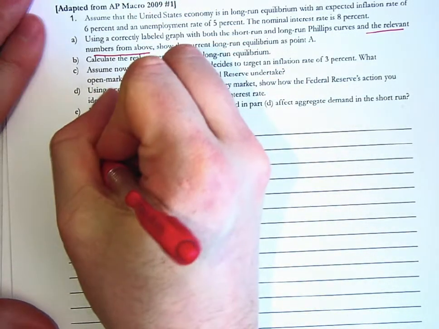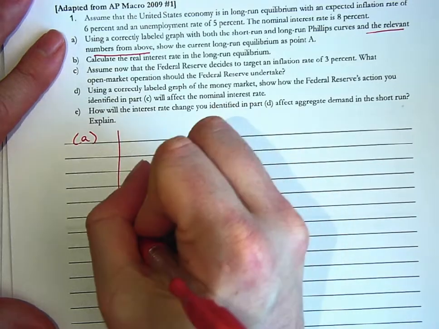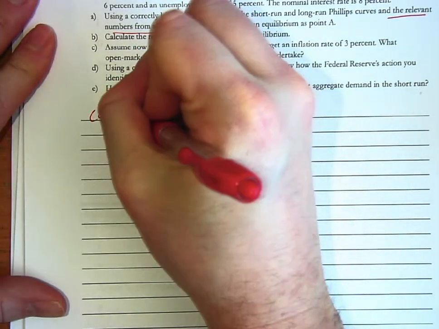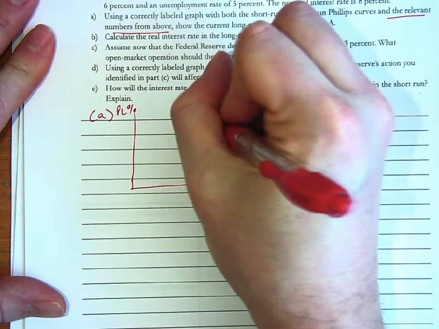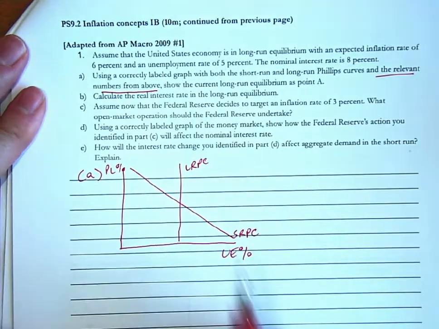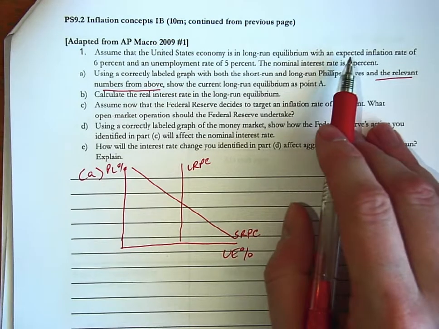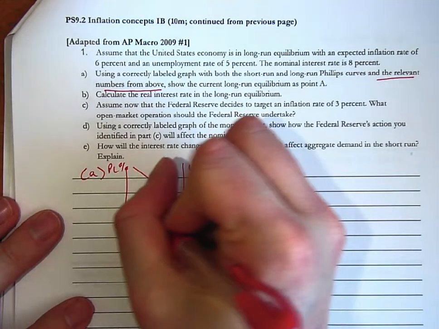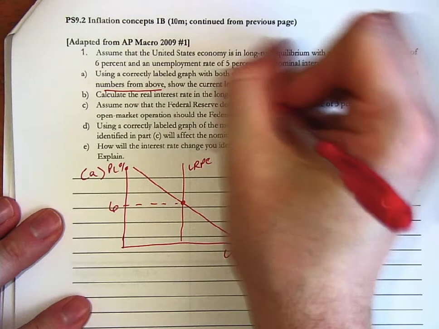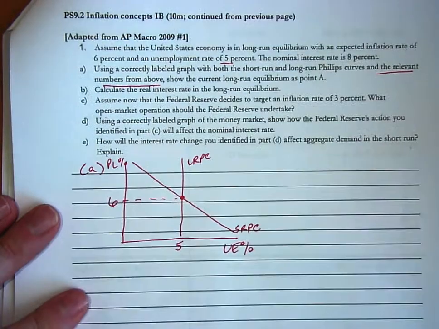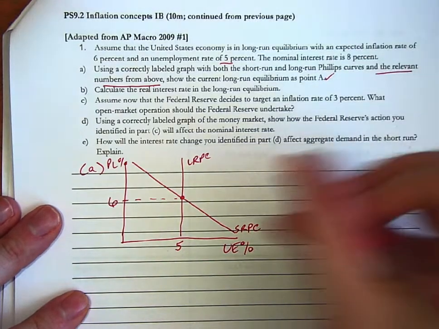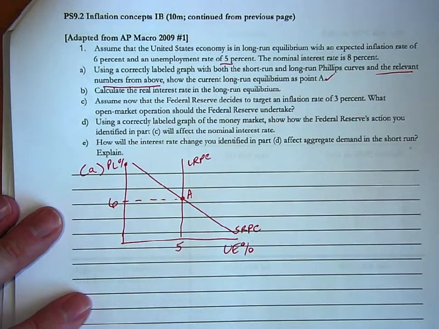So let's start with A. UE percent. Remember, percent is really important here. PL percent. We have a long run Phillips curve, and we have a short run. But it does say use the numbers. So we're in long run equilibrium with an expected inflation rate of 6, so this rate is 6. Then it says the unemployment rate is 5, so this one needs to be 5. Then it says the long run equilibrium is point A. If we're in equilibrium, that's where we are, point A.